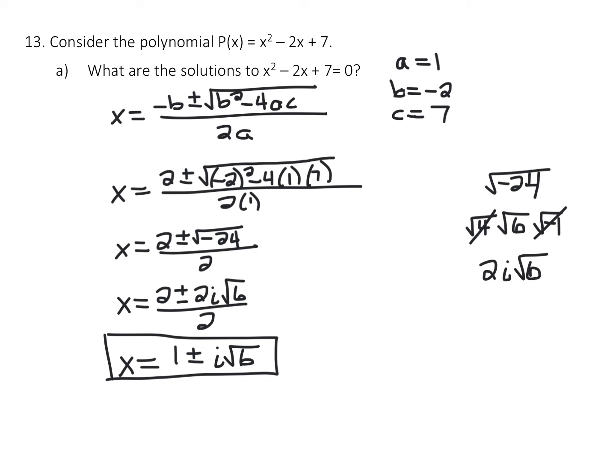Now, if you notice, look at this. Both solutions have an i in them, right? These are called complex solutions because we have an imaginary component. So here, we don't have any real solutions, right? So no real solutions. We have two complex solutions.